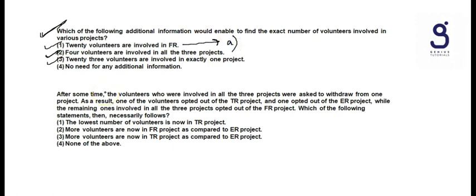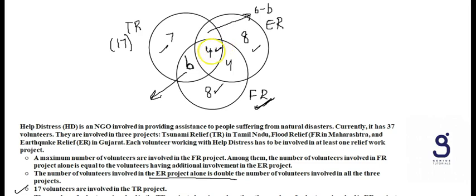Now let's move on to the third question. In this third question, it is given that after some time the volunteers who are involved in all the 3 projects were asked to withdraw from one of the projects. And how many volunteers are involved in all the 3 projects? We have seen that 4 volunteers are involved in all the 3 projects. Okay, and it is given that 1 volunteer is withdrawn from each.